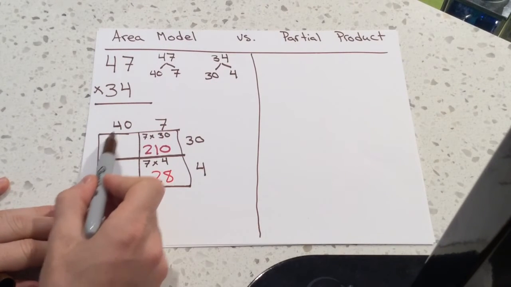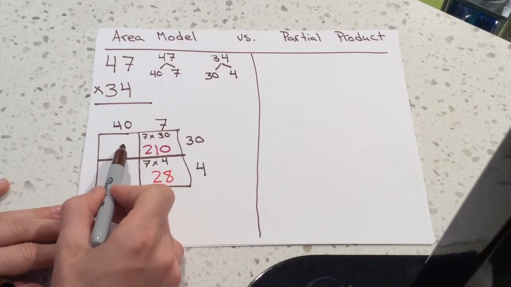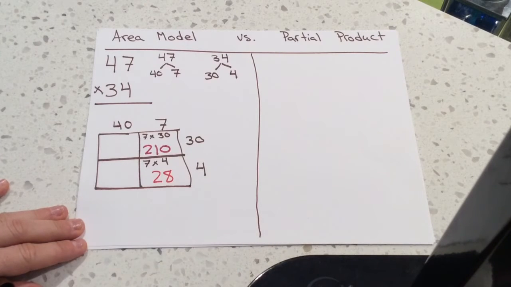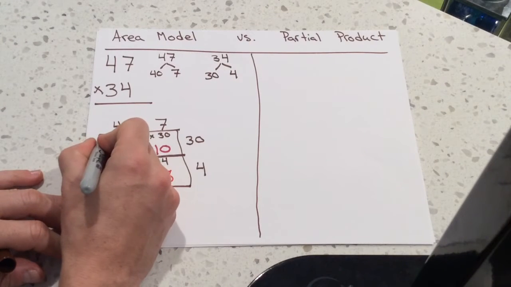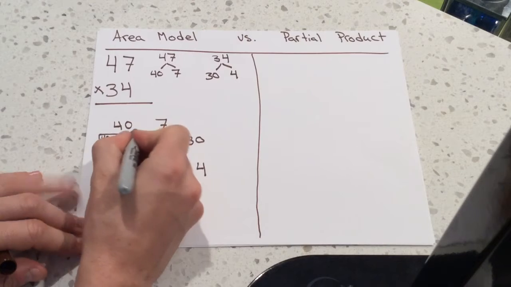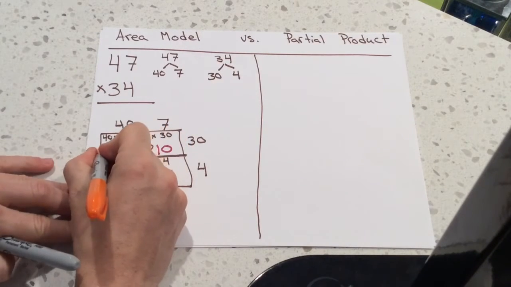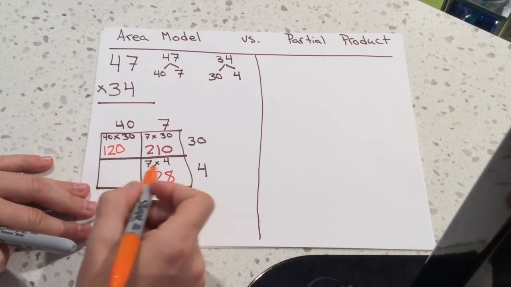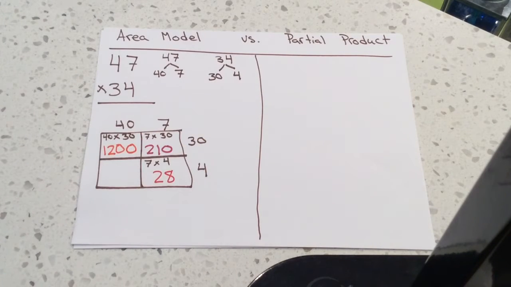Moving to this top left box, I have 40 times 30. So I'm doing this down and over motion, down and over. In this box here, I'm going to be multiplying 40 times 30. And I know that 4 times 3 is 12. There's 1 zero in 40, and there's 1 zero in 30. So I know that 40 times 30 is 1,200.